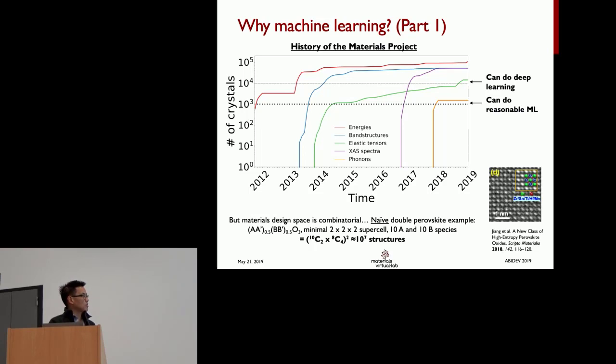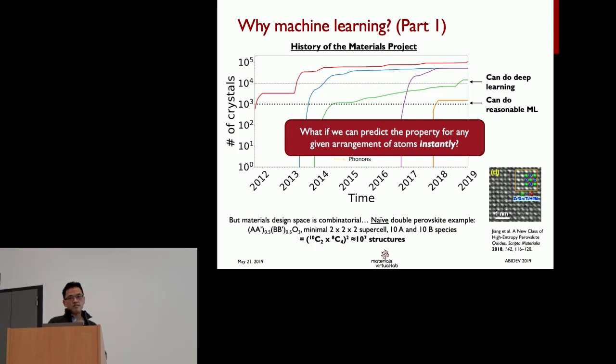Now, people are not just looking at double perovskites, they are looking at things like high-entropy perovskites, where we are really talking about 5 species in one site. So that's the kind of combinatorial scale problem that we need to look at. Obviously, DFT calculation is not going to get us there. No matter how much improvement we have in computing power, we are basically not going to get there.